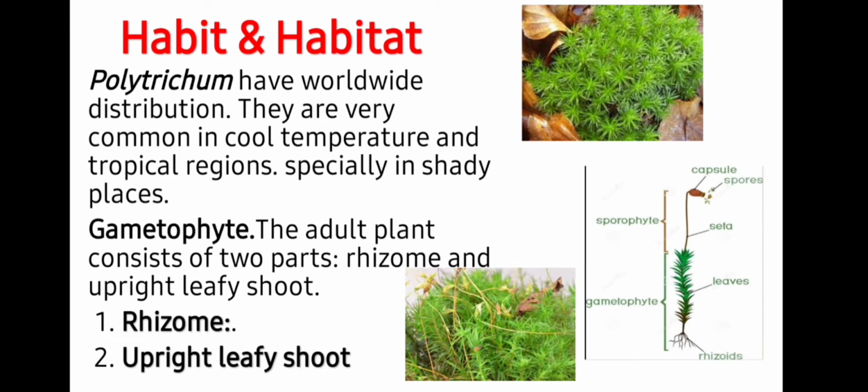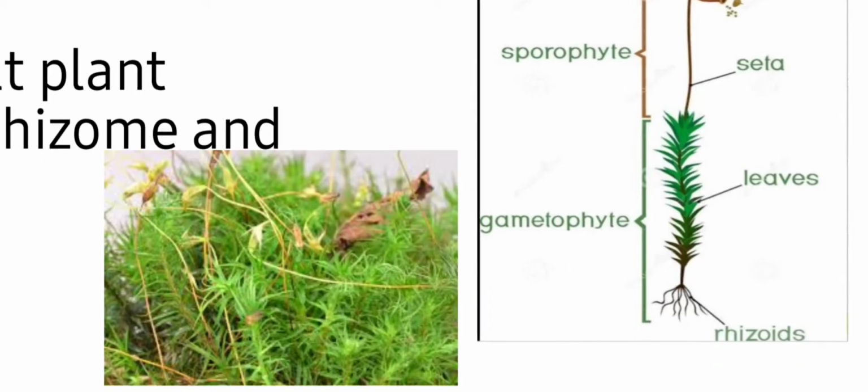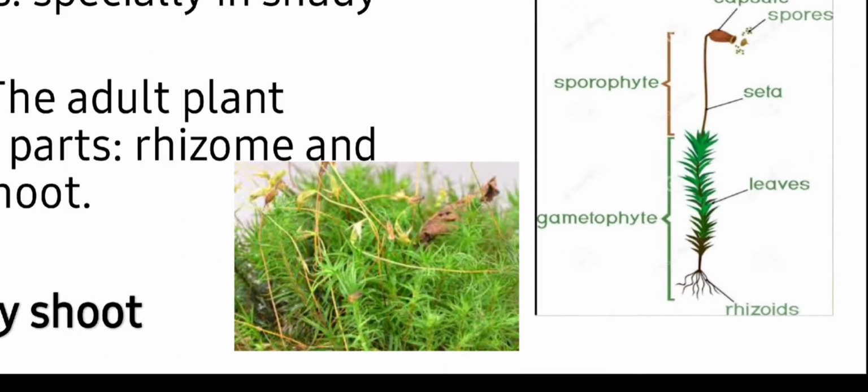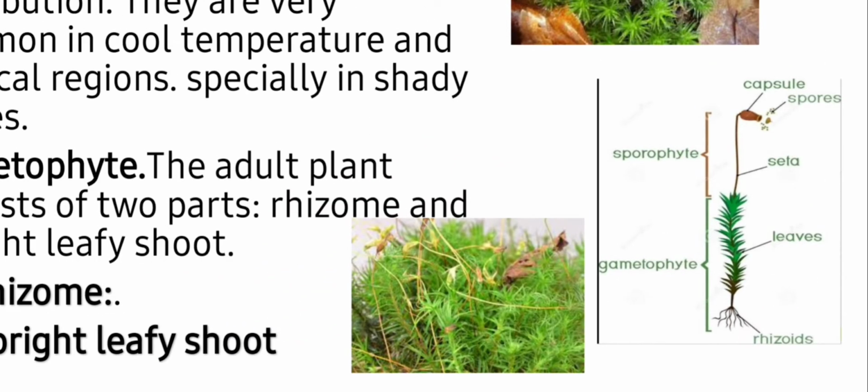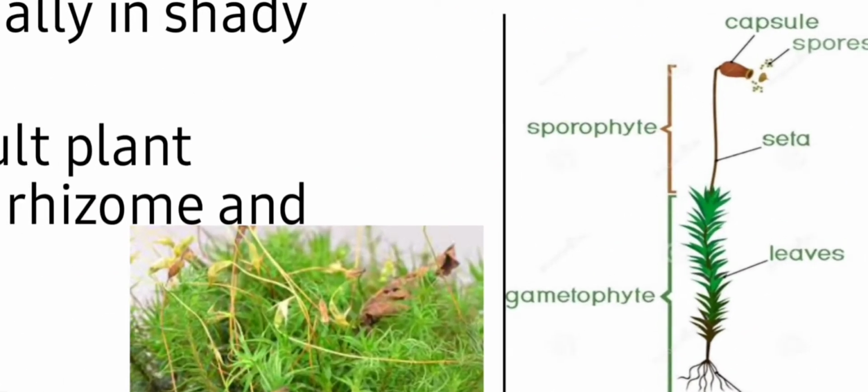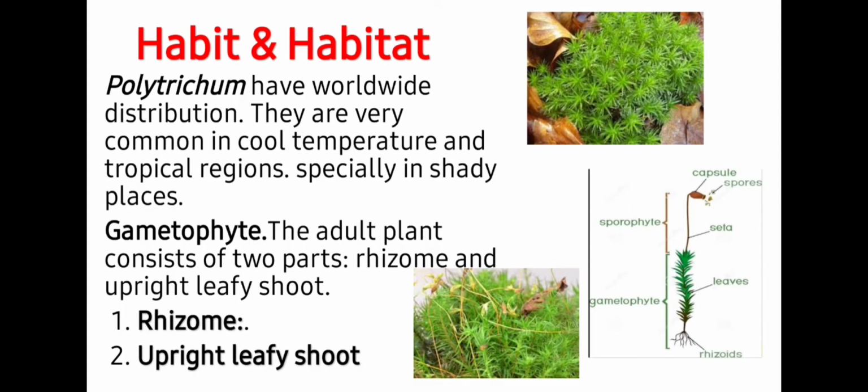Like other bryophytes, in Polytrichum the main plant body is the gametophyte and it consists of two parts, that is rhizome and upright leafy shoot. Rhizome is the underground portion, further bearing rhizoids, while the leafy axis bears leaves and at the reproductive stage bears the sporophyte.